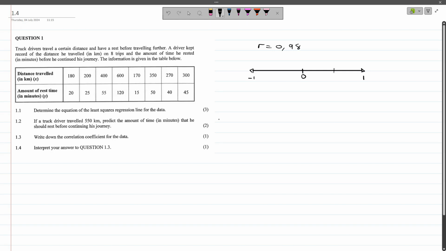If it's somewhere in the middle, it's a weak positive correlation. And if it's closer to 0, then it's close to no correlation at all, or a very weak positive correlation. So in this case, our answer would be somewhere over here, which would warrant a very strong correlation, very strong positive correlation.